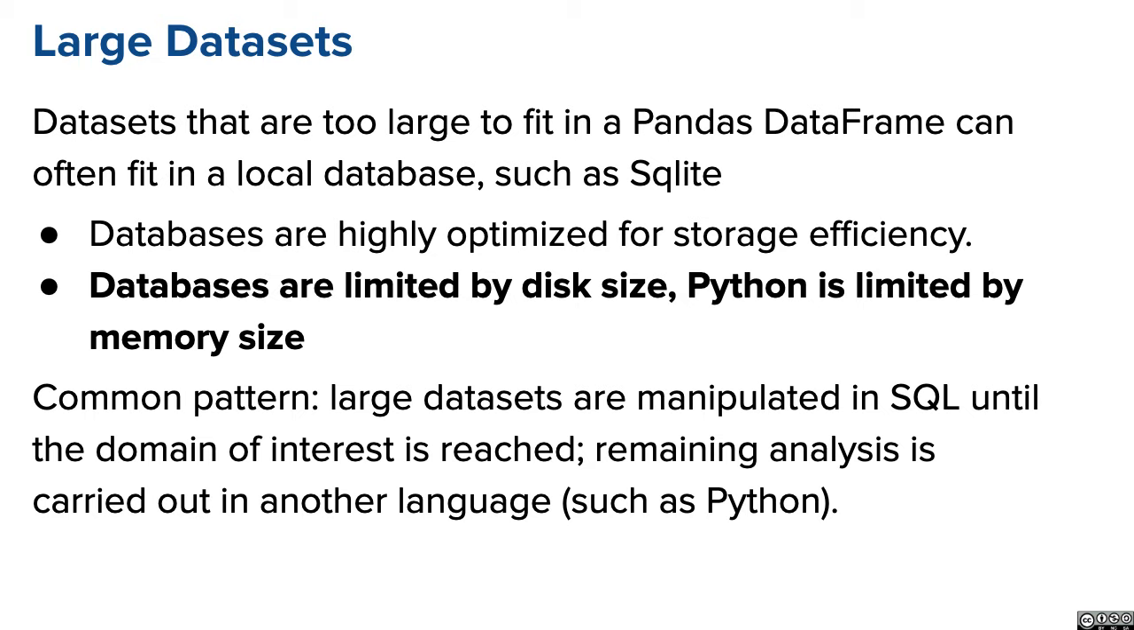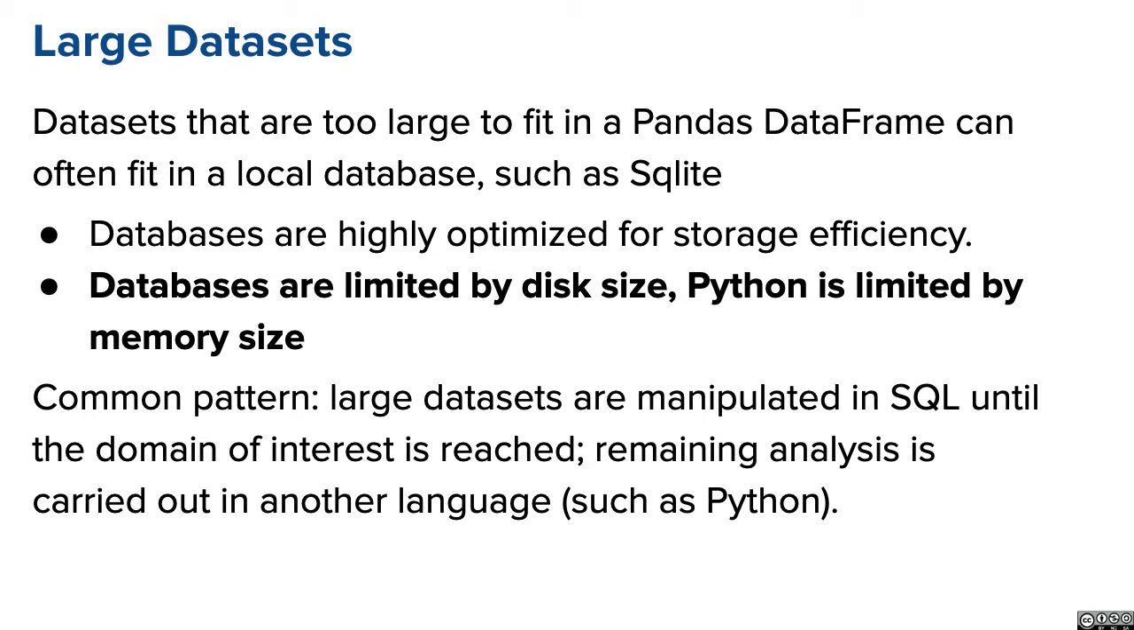Okay, so basically that means that if I have 4 gigabytes of RAM, but I have like a 1 terabyte disk size, then using SQLite will let me work with essentially a terabyte of data, whereas working in Python will let me work with essentially a gigabyte of data. Usually the order of magnitude is between 10 to 1,000 times larger for these SQL databases, which is one of the reasons why we use them.